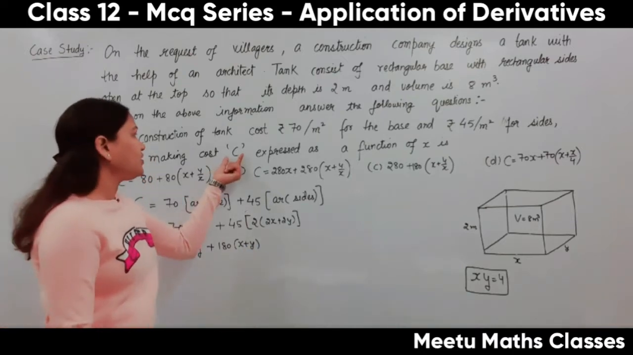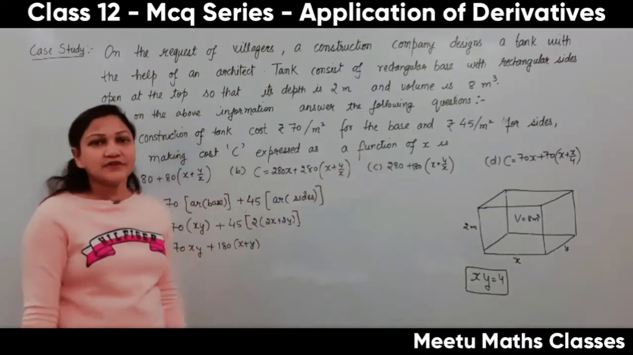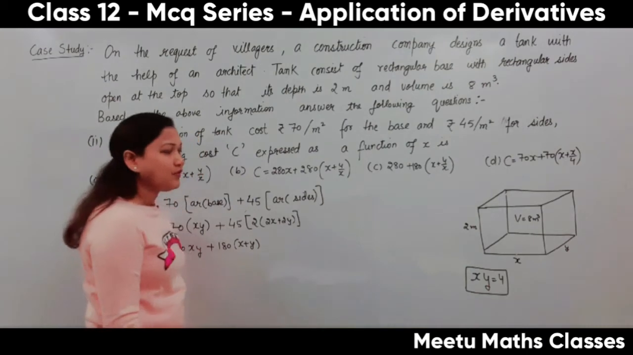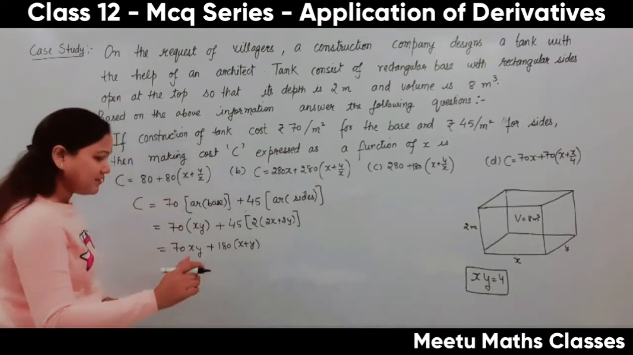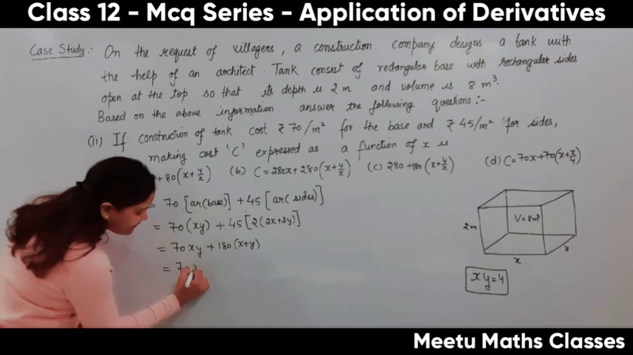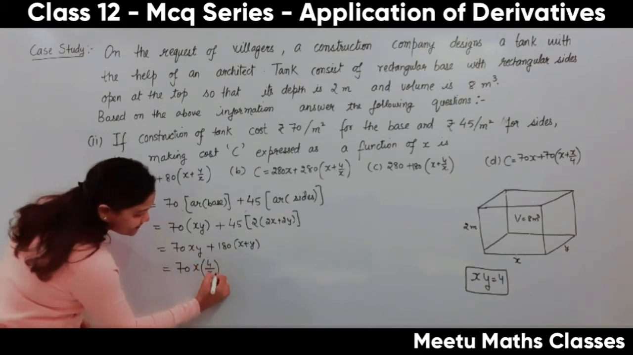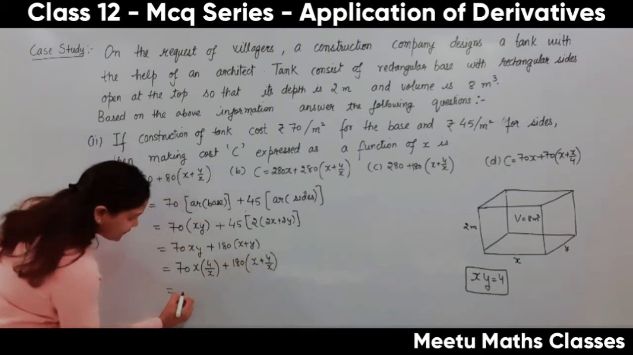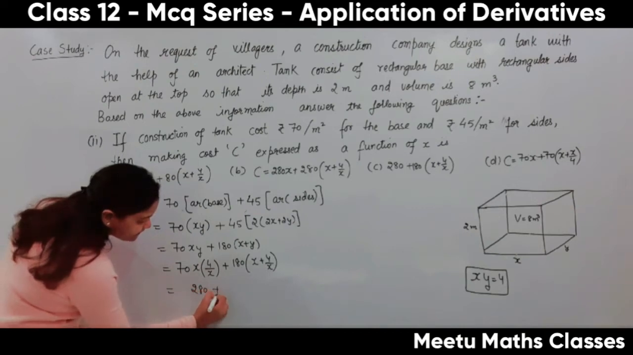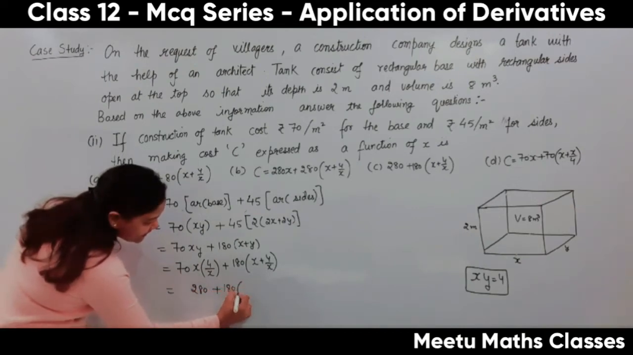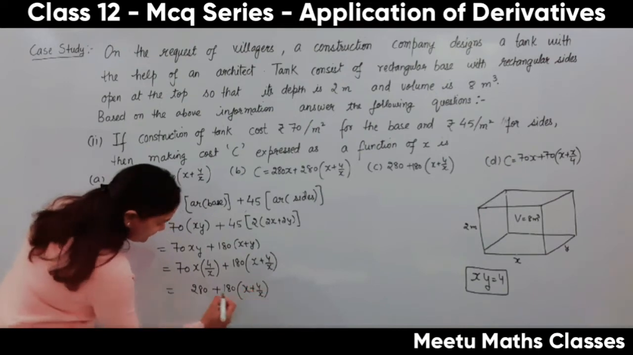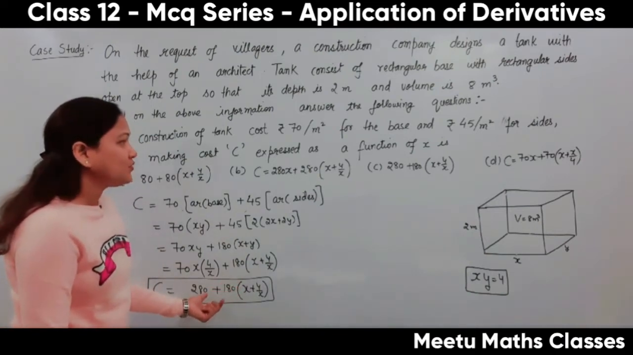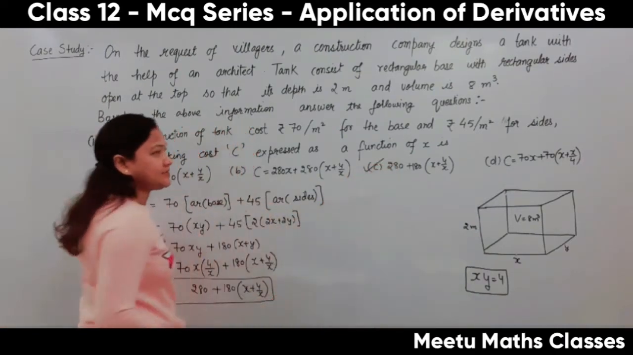Now we are supposed to find out the C function as a function of x. So we are going to replace y with x, and we know that xy is equal to 4. So y can be written as 4 upon x. So replace y with 4 upon x. So your cost function will be equal to 280 plus 180 into x plus 4 by x, and this is your cost function in terms of x. So your option C is correct.